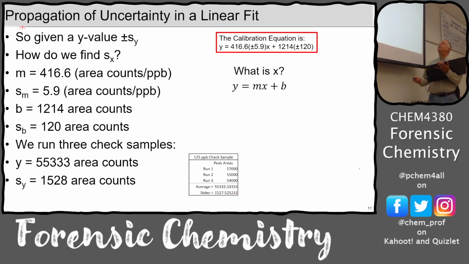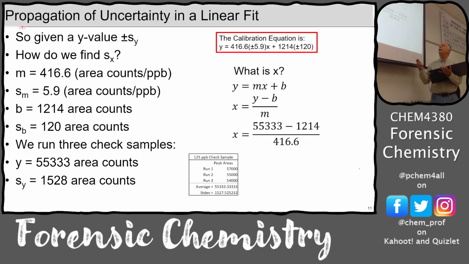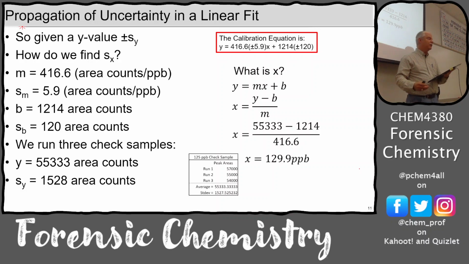So X is easy. We have Y equals mx plus b. Let's subtract b from both sides and divide by m. So X is equal to Y minus b over m. Simple algebra. So we calculate it: 55,333 minus the intercept divided by the slope. So it's 129.9 parts per billion. So that's pretty easy.